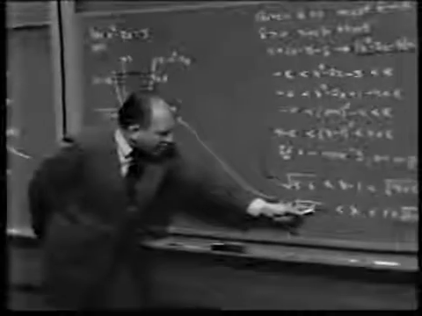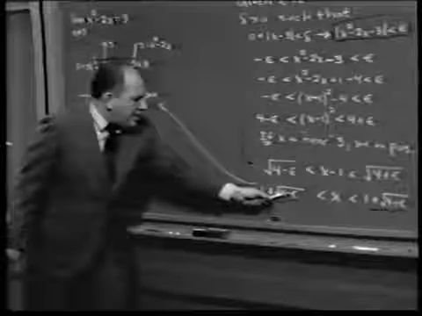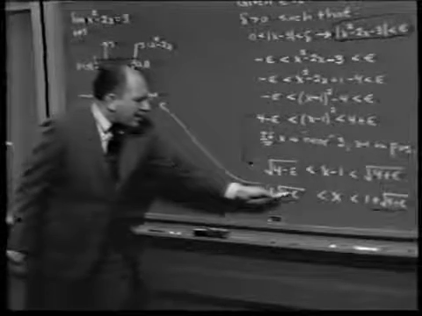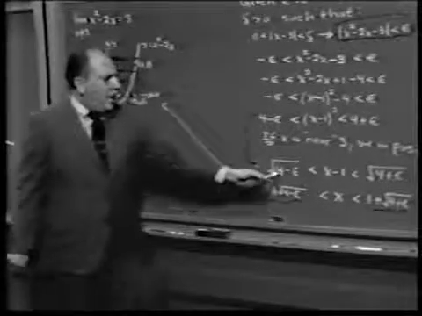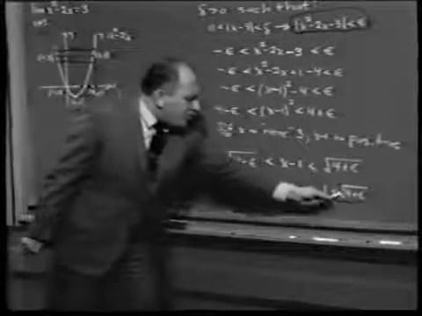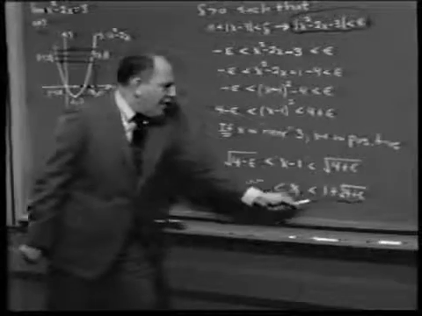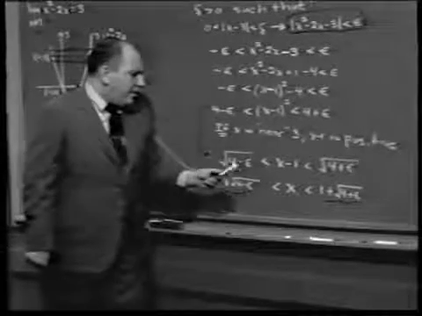If epsilon is a small positive number, this is slightly less than 4. Therefore, the square root is slightly less than 2. Therefore, this number will be slightly less than 3. On the other hand, 4 plus epsilon is slightly more than 4, so its square root will be slightly more than 2, and therefore 1 plus that square root will be slightly more than 3.